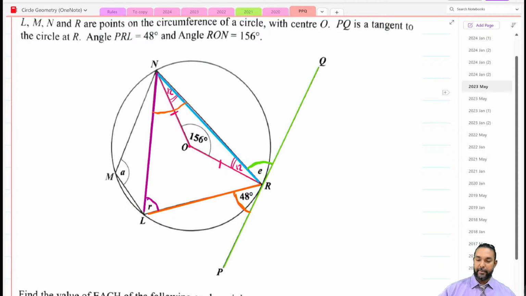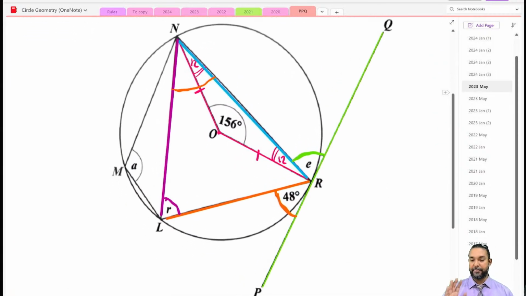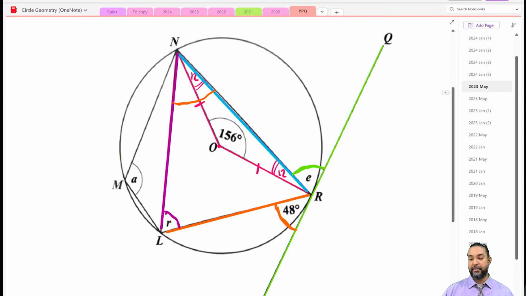All right, going back here, let's see if you remember how to find what you had to find. You had to find angle A, E, and R in no particular order. I would suggest you find E first and then R, because R is equal to E, and then go from there.